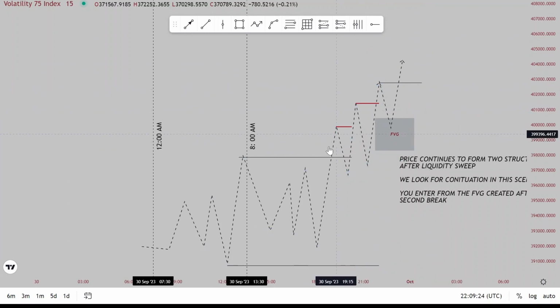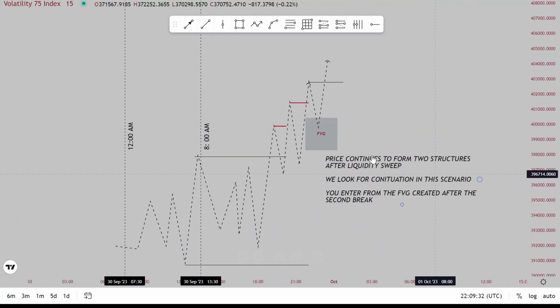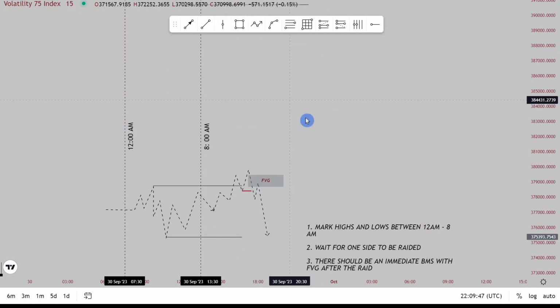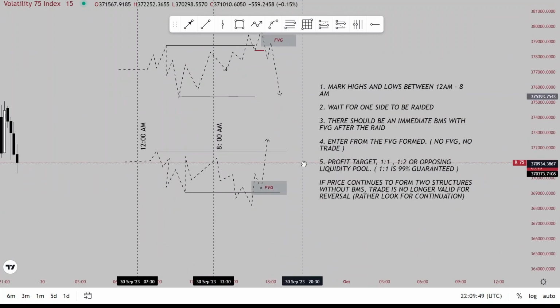So if you see this, after a liquidity grab and price continues to break structure to the upside, don't just take continuation, don't look for reversal. So that's what this is, and that's what this explains. Okay, if price continues to form two continuous structures after a liquidity grab, note that you are going to take continuation and not a reversal.